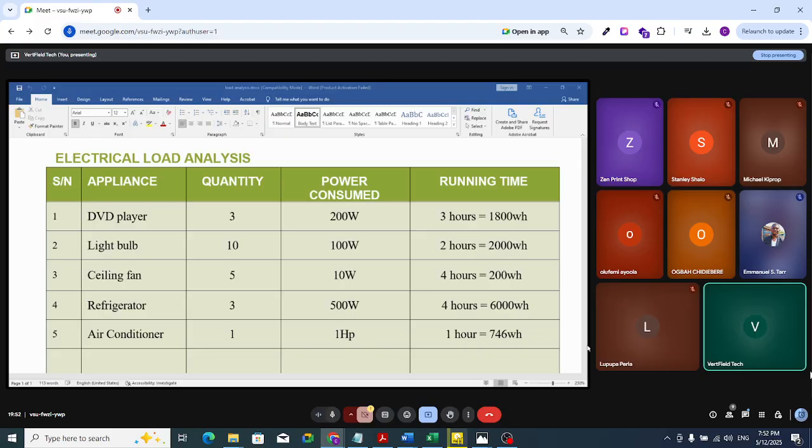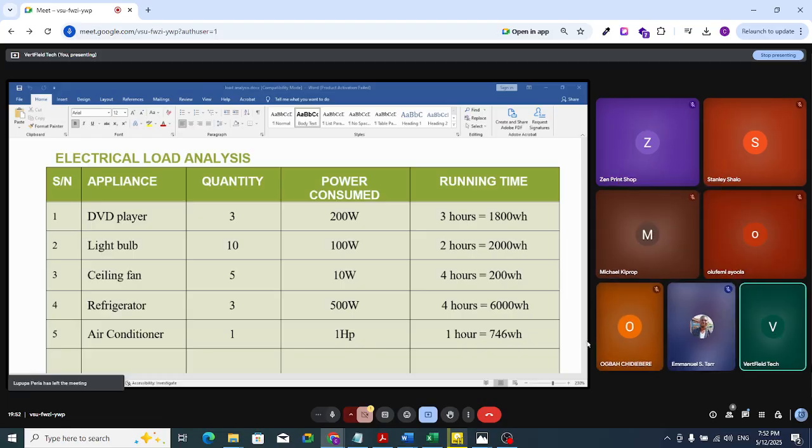For the ceiling fan, the quantity is 5. The power consumed is 10 watts. The running time is 4 hours. For the refrigerator, the quantity is 3. The power consumed is 500 watts. The running time is 4 hours. For the air conditioner, the quantity is 1. The power consumed is 1 horsepower. The running time is 1 hour.